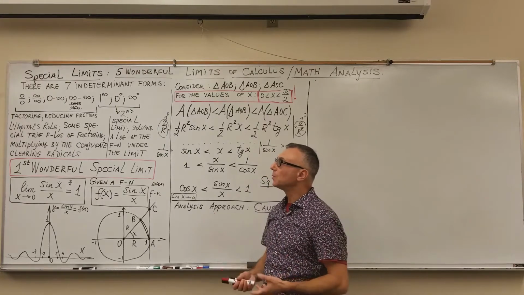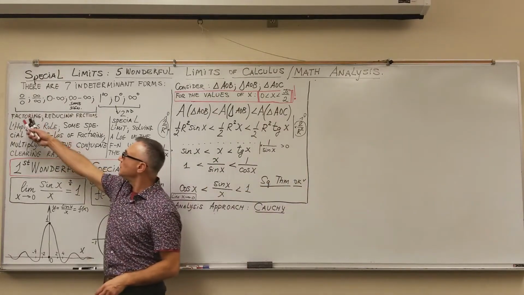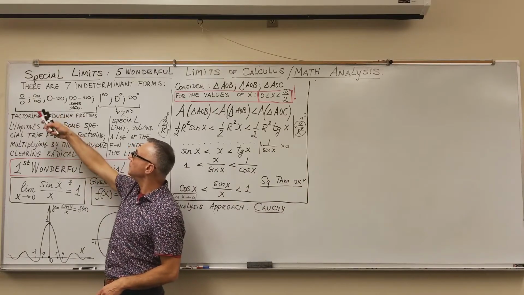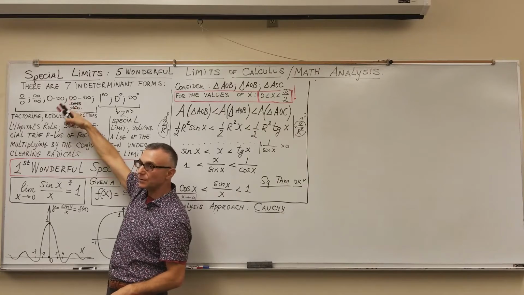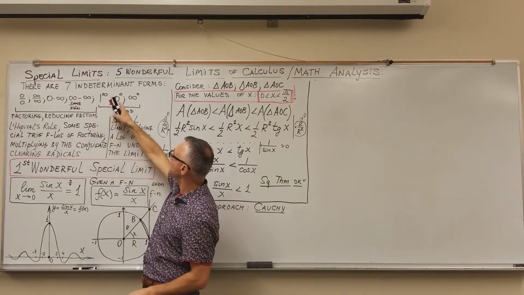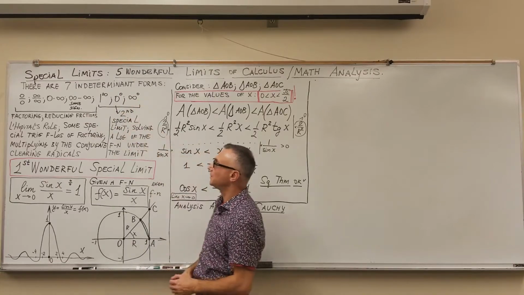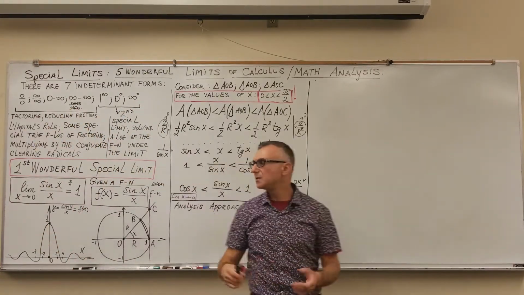When solving limits, you know there are 7 indeterminate forms. 0 over 0, infinity over infinity, 0 times infinity, infinity minus infinity. It's important they have the same sign, both infinities the same sign. 1 to the power of infinity, 0 to the power of 0, infinity to the power of 0. Those first 4, there are many ways to resolve.